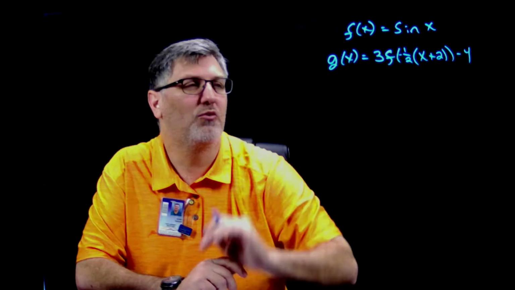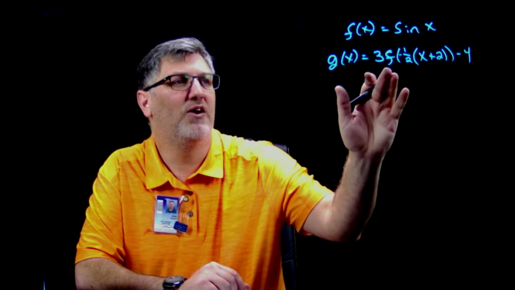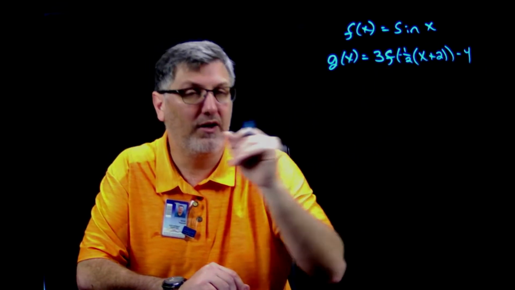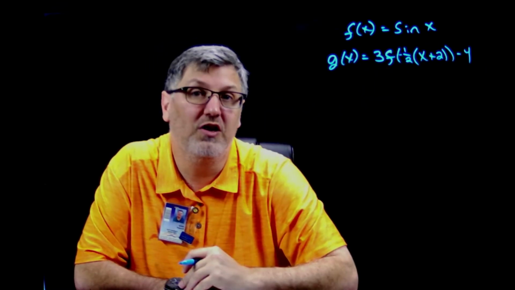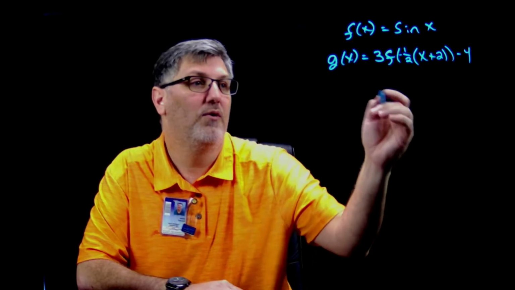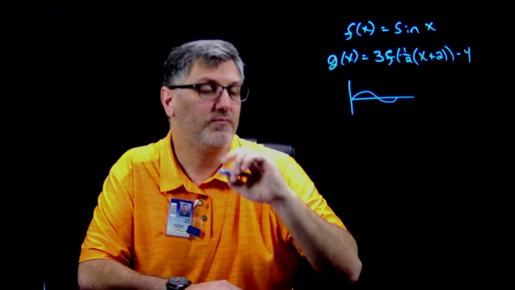We have f of x equals sine x. And then we have g of x equals 3 times f of negative 1/2 times x plus 2 minus 4. So this is our generic notation for transformations. What we need to know about the parent function is the general shape. Well, I know my general shape of a sine wave looks like this.